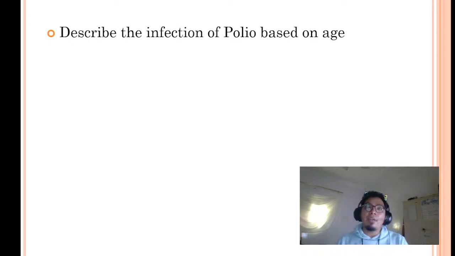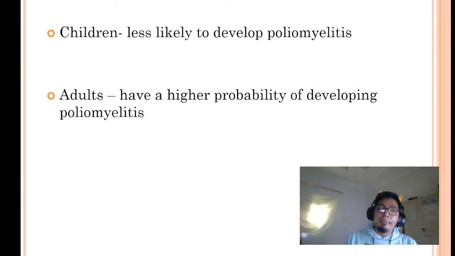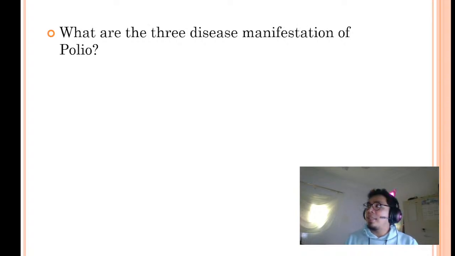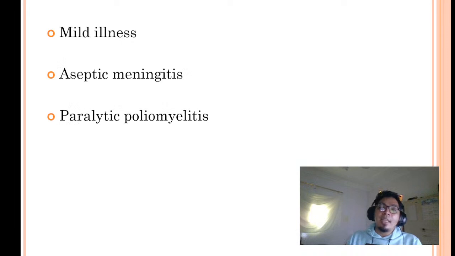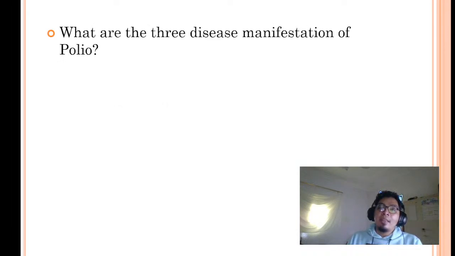Describe the infection based on age. Children are less likely to develop poliomyelitis, whilst older individuals are more likely to get poliomyelitis. So there's a high probability for adults. So be careful. But I think everybody has polio vaccines. I think this is the only viral infection that has been eradicated from the world. And there are three stages of this virus, or three disease manifestations.